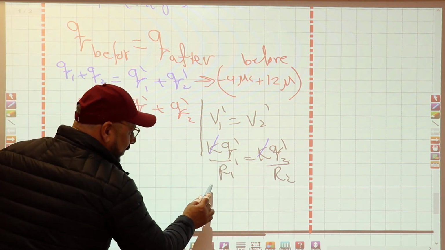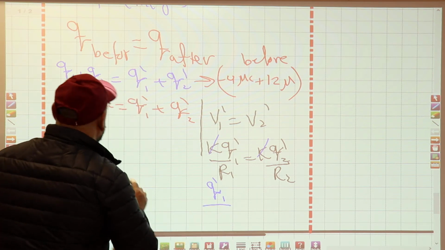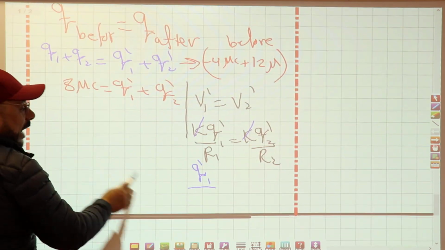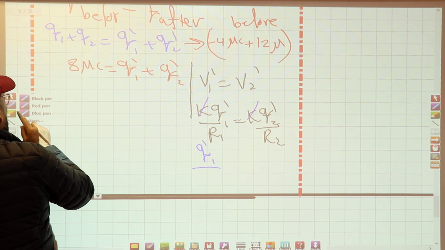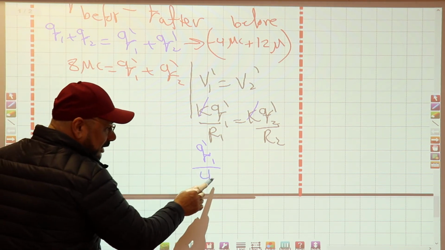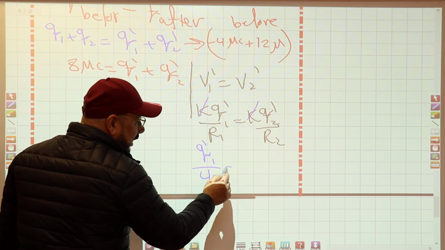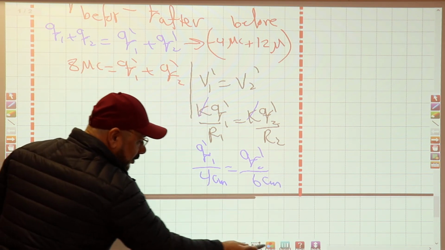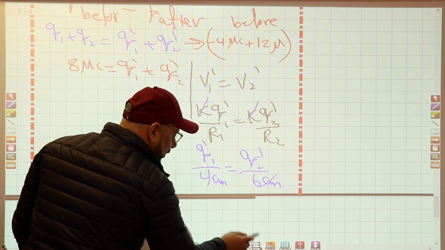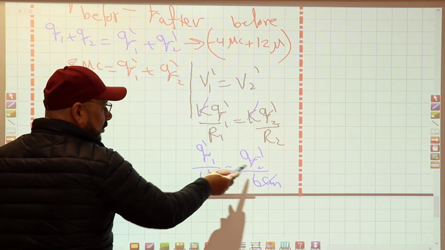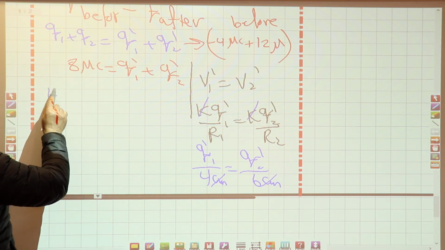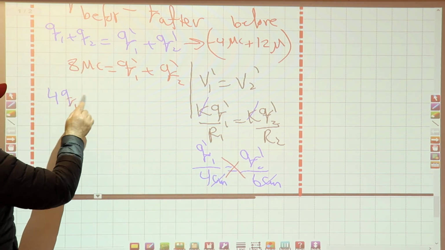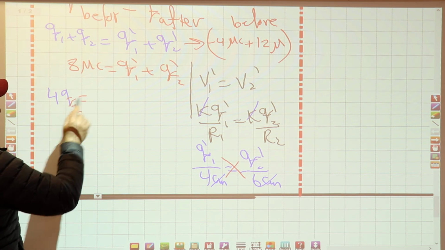Then we have Q1 prime over R1. How much is our radius? 4. Now, because we have a ratio and proportion, we don't worry about the centimeter. You can add 4 centimeter, and Q2 prime over the other one is 6 centimeter. Did you see? Centimeter is cancelled with centimeter. Now we have another equation, cross multiply: 4Q2 prime equals 6Q1 prime.